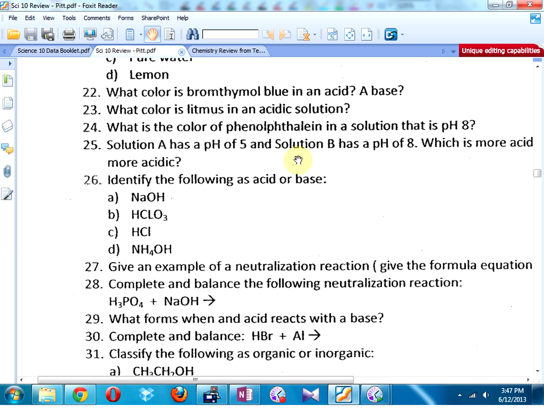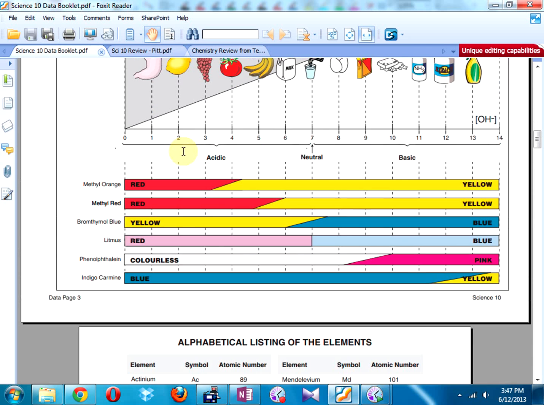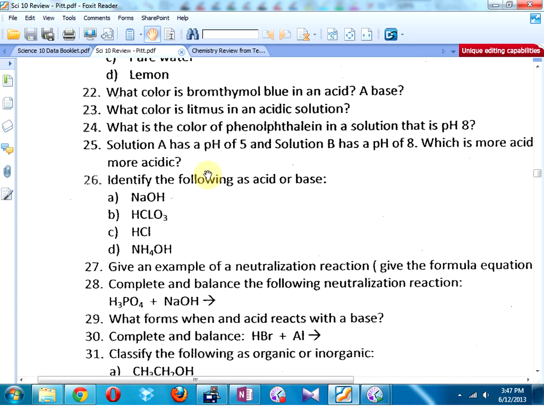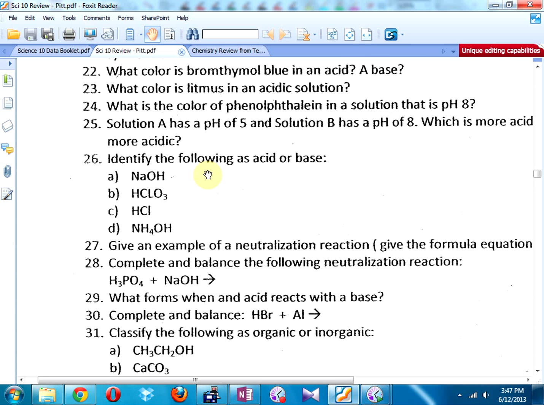What's the color of phenolphthalein in a solution that has a pH of 8? Now that might be a bit trickier. Let me get my color chart. It's kind of pinkish. Phenolphthalein, right at 8. So here's 7, right? 8, I think still colorless. I think just when you start to get to the right of 8, then it starts to become pink. I think. So you're okay on those, and you can translate those.